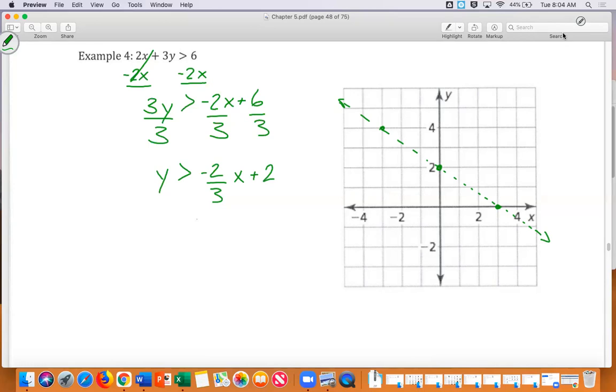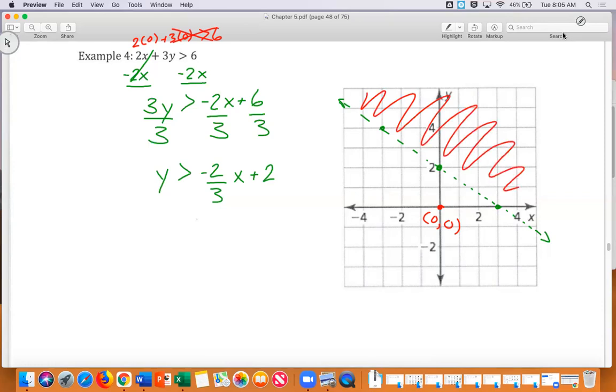And are we shading above or below? Above, because we're eating the y. If I were to take my test point of 0, 0, and plug it in, I could do 2 times 0, that's 0, plus 3 times 0, that is 0. And is 0 greater than 6? The answer would be no. And then I would shade above that one. Does that make sense to you guys?